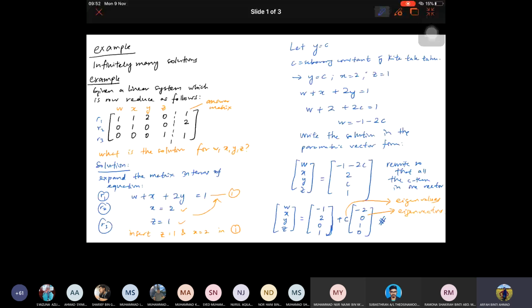Okay. So nanti saya letak example lain lagi. You can refer for that example. Then tomorrow we will continue with polynomial method and power method. Dan besok akan ada quiz. Okay.